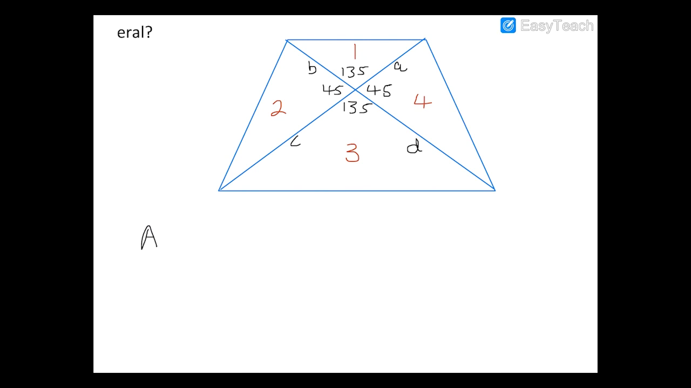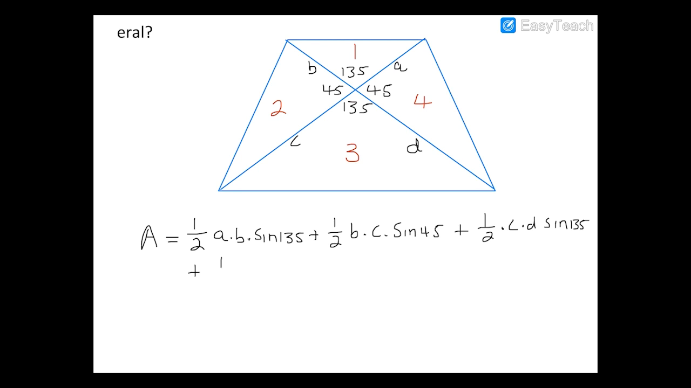The area of the whole quadrilateral will be the area of triangle 1, which is half A multiplied by B multiplied by sine 135, plus the area of triangle 2, which is half B multiplied by C multiplied by sine 45, plus triangle 3, which is half C multiplied by D multiplied by sine 135, and we add triangle 4, which is half A multiplied by D multiplied by sine 45.